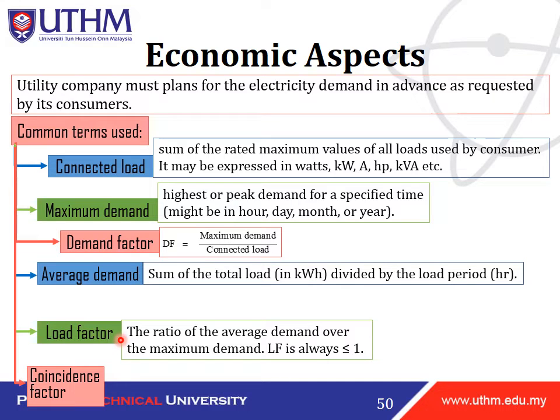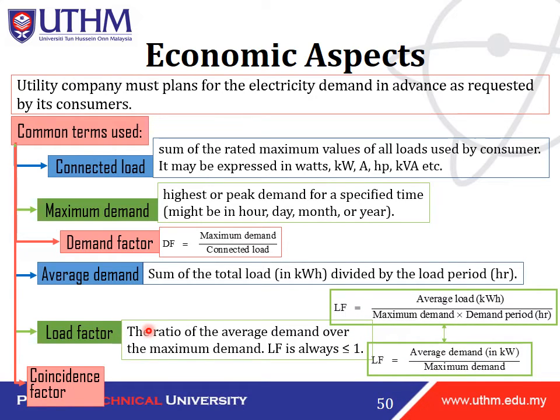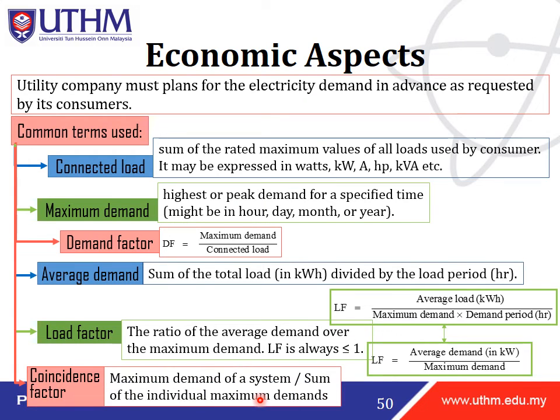The load factor is the average demand over the maximum demand. Load factor is always less than 1. So, this is how to calculate the load factor, which is average load in kilowatt hour divided by maximum demand times demand period. And then also can be used average demand in kilowatt divided by maximum demand.